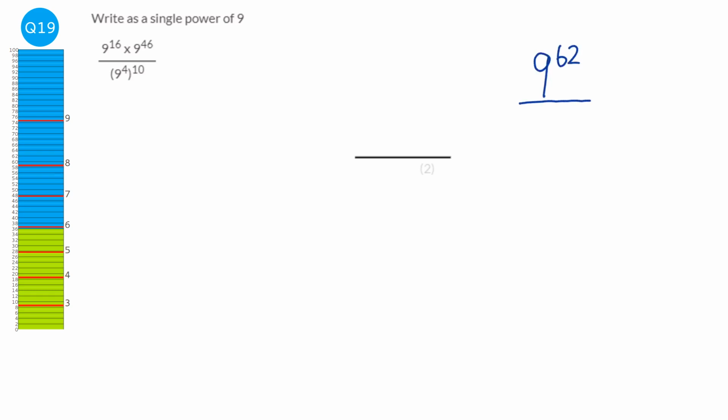And looking at the denominator, well, you've got a power inside and outside the bracket. Whenever you have that, you can just multiply them. So it'd be 9 to the power of 40. Now, whenever you've got a division between two powers of the same base, which we have here, it's 9 to the power of 62 divided by 9 to the power of 40. We just take away the indices. So it would be 62, take away 40, which will be 9 to the power of 22. So our answer is 9 to the power of 22.